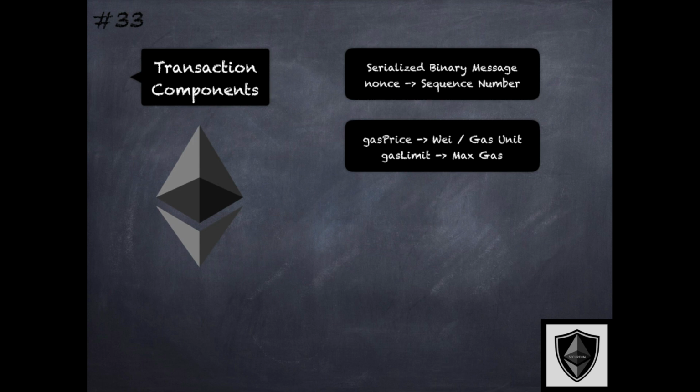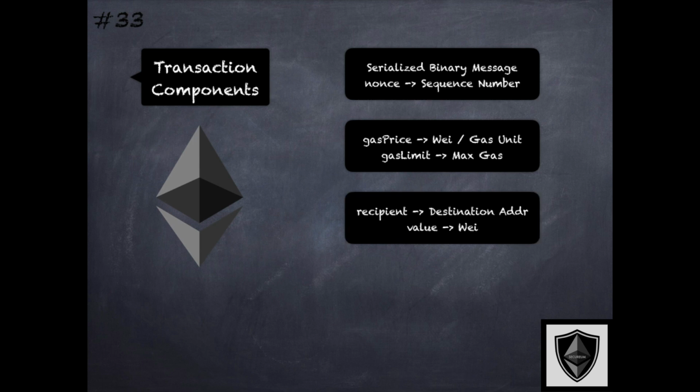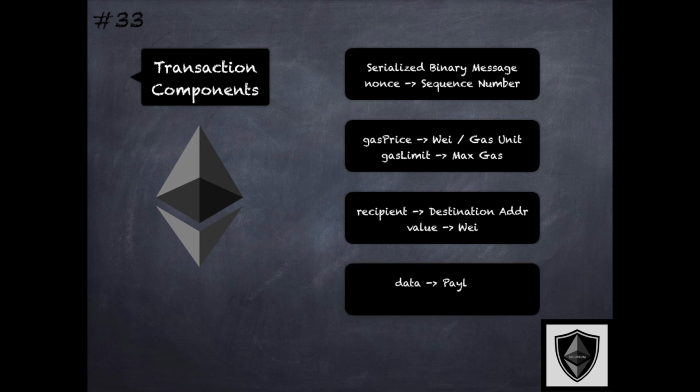Then we have the gas price and the gas limit. Gas price is the amount of ether in Wei that is paid by the sender for every gas unit. And gas limit is the maximum number of gas units that the sender is willing to pay for this transaction. Then we have the recipient, which is really the destination Ethereum address for this transaction, the destination account that this transaction is targeting. And then we have value, which is the amount of ether in Wei that the sender is sending to this destination.